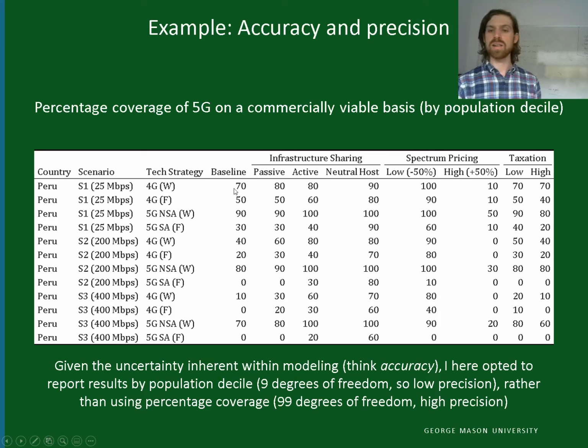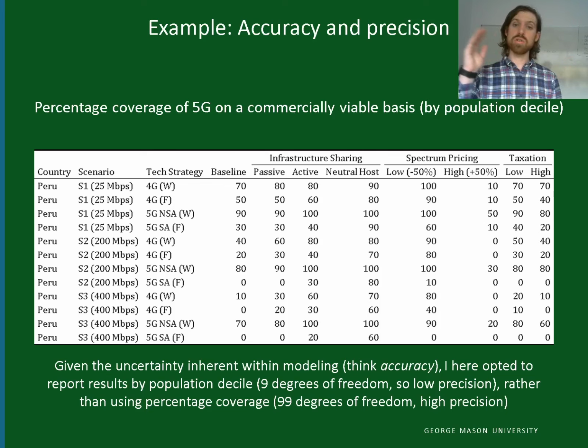And actually these values represent the population decile that can be covered under a commercial rollout, so essentially viably covered without needing state subsidy. And rather than provide what could be quite precise results, I've reported just deciles. So I've split the population between 0 and 100% coverage into 10 buckets that go from 0, 10, 20, 30, 40, all the way up to 100. And the point here is that the model is not really accurate enough for me to specify that extra digit of precision.